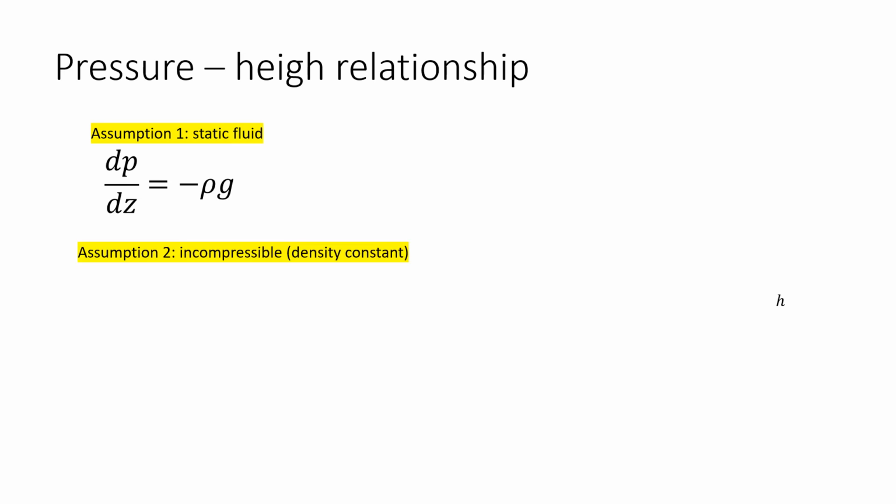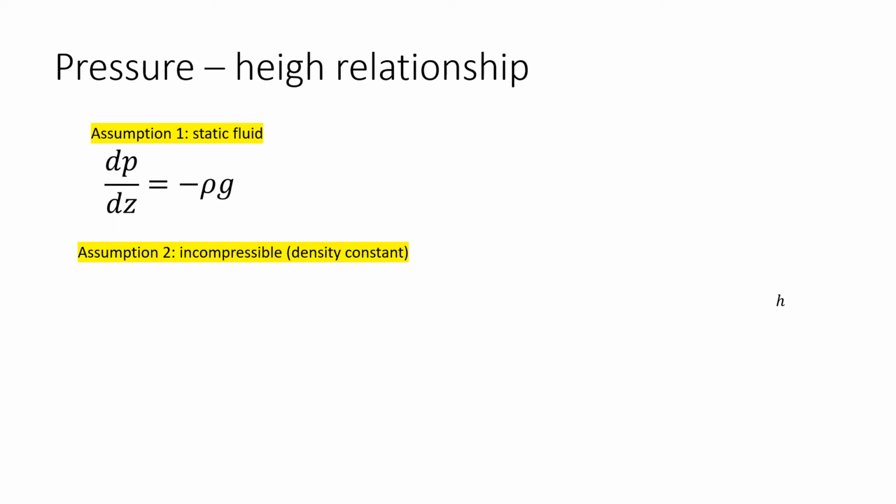Now we look at what we have. With the assumption that fluid is static, there's no motion, we obtain the pressure height relation, dp over dz equals negative rho g. Okay, but we notice that this is a differential equation. We can further simplify it by applying another assumption, and we assume that rho is a constant, or in other words, fluid is incompressible. This is valid for liquid.